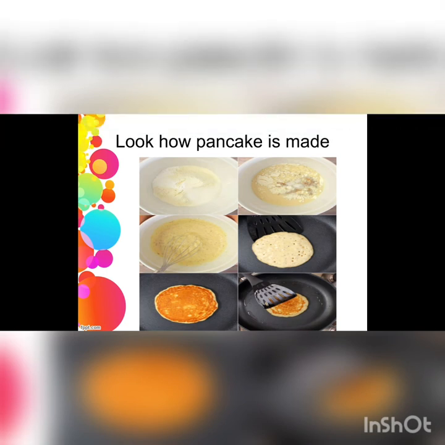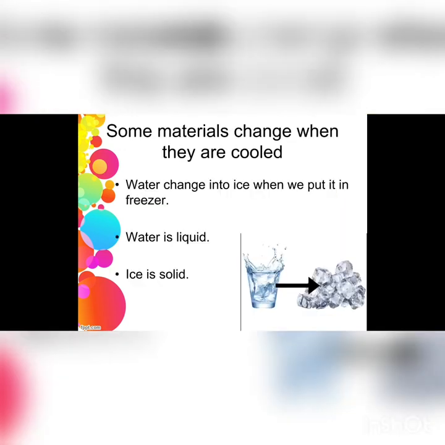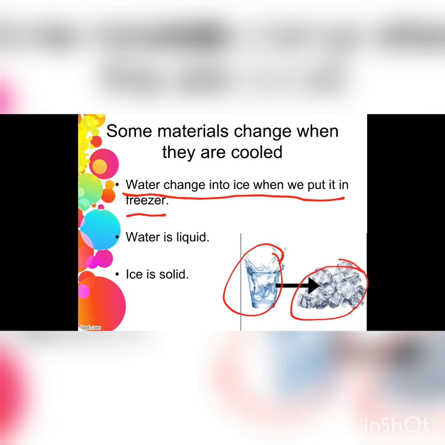Look how a pancake is made. We are mixing eggs. It's on your learner's book, page number 32. We mix egg, milk and flour, and then it becomes a liquid form. When we put it in the heat, it cooks and it becomes solid. Some materials change when they are cooled, like water changes into ice when we put it in the freezer. Water is liquid and ice is solid.